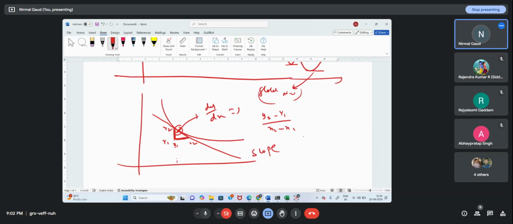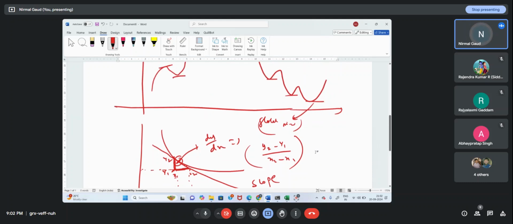I can extend it here. Let me extend. Okay, so till here is x1, till here is x2, till here is y1, and till here is y2. So that will be dy by dx. So that's what we have learned: make a curve and touch a line, and the point at which it is touched, that is the slope.